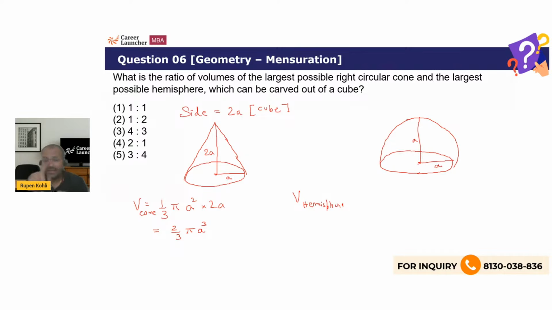Volume of a sphere, all of us know, is 4 by 3 pi r cube. Hemisphere is obviously half of that, so its volume is 2 by 3 pi r cube, and r is nothing but a. We're getting both the volumes as exactly the same, 2 by 3 pi a cube. Answer is first option, 1:1. Coincidence, right? Whether we carve the largest possible cone or the largest possible hemisphere out of a cube, we are getting the same volume, right?